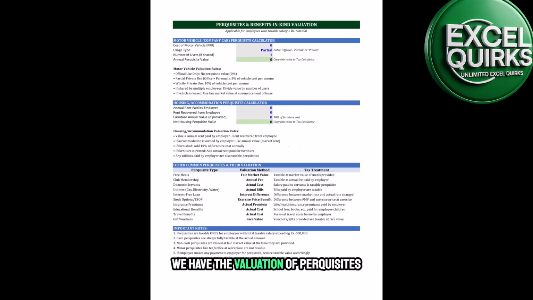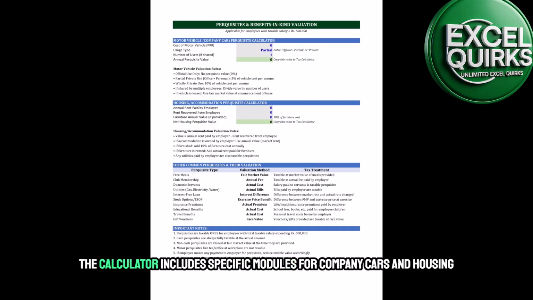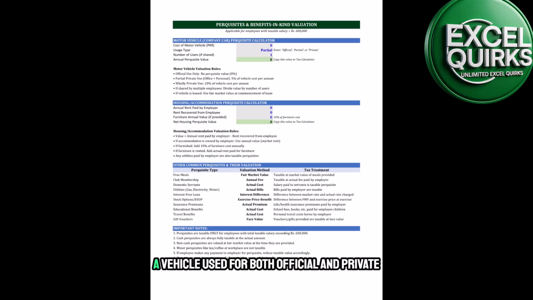Finally, we have the valuation of perquisites or benefits in kind, which apply to employees earning over 600,000 rupees. The calculator includes specific modules for company cars and housing. For instance, a vehicle used for both official and private purposes is valued at 5% of its cost per annum. Similarly, housing is valued based on the rent paid by the employer minus any recovery from the employee.